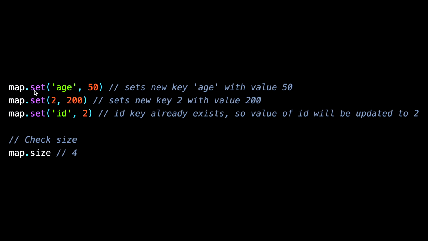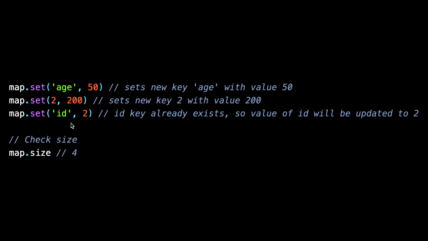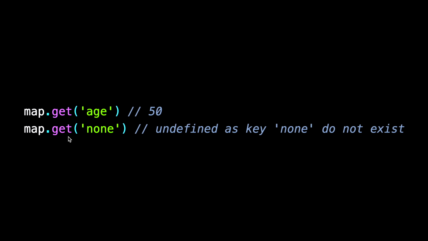We can use the set method to add a new key value pair. So we're going to add a key of age, value 50. If we check the size, it's 3 because we're still using the same map from before. It was 2. Set the id, it already exists, so it just updated to 2. Now this is how you get a value from the map. So you put in the key and it's going to give the value. If you put a key that doesn't exist, it's going to be undefined.